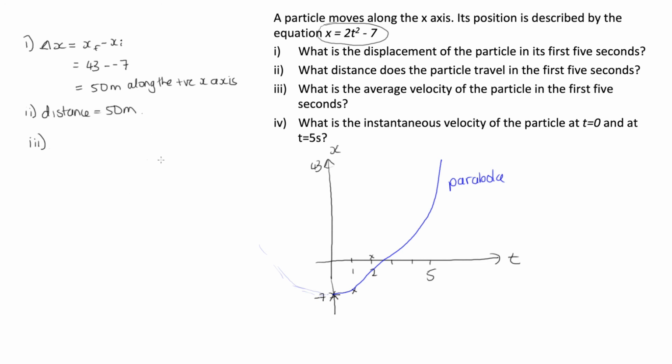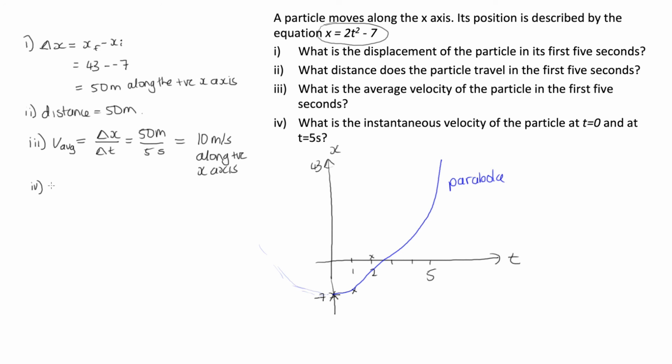Part 3 then asks, what is the average velocity of the particle in the first 5 seconds? So we want average velocity, and so that'll be the displacement divided by the time. We've got our displacement is 50 meters along the x-axis, and the time is 5 seconds. So this is going to be equal to 10 meters per second along positive x-axis. So again, we've given the direction because velocity is a vector. And then part 4 asks us, what is the instantaneous velocity?